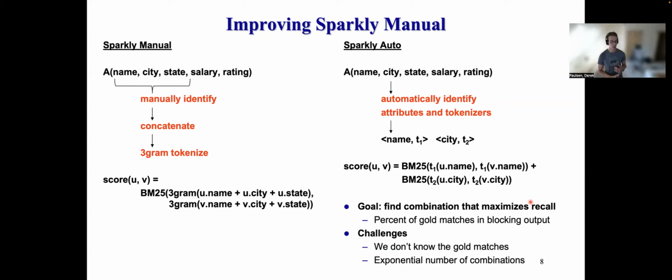And there are two major challenges to do this. First, we don't know what the gold matches are since we don't have any labeled data. And second, there's an exponential number of combinations for us to consider. We give a detailed explanation in the paper on how exactly we address these challenges, and I'll refer you to that for more details.